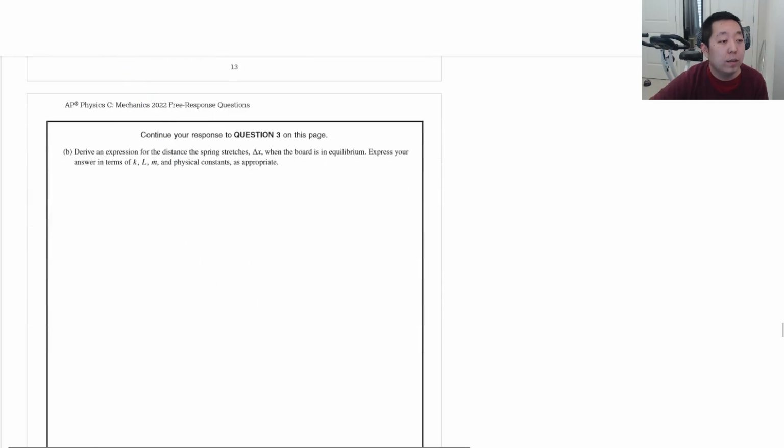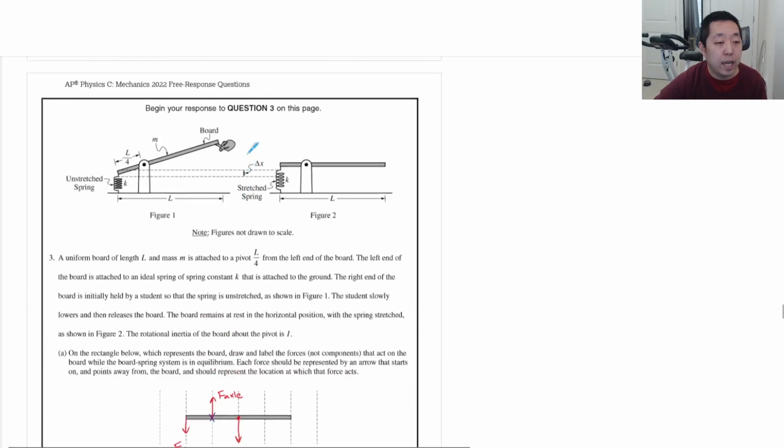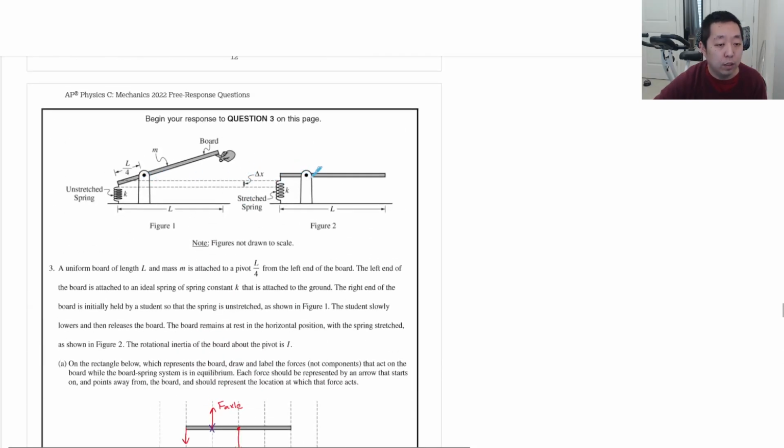Okay. Derive an expression for the distance the spring stretches when the board is in equilibrium. Express your answers in terms of K, L, M. Okay, so we'll do net torque equals 0. And the way you're going to do this is you're going to say this is my axis of rotation there. And you're going to say the torque from mg and the spring force should match. Now, because the axle force is located at L over 4, this distance here is L over 4. This distance to the center of the board is L over 4.